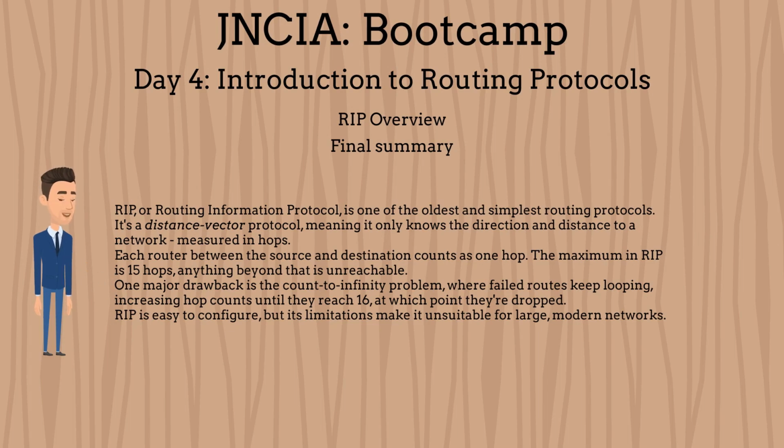RIP, or Routing Information Protocol, is one of the oldest and simplest routing protocols. It's a distance vector protocol, meaning it knows only the direction and distance to a network measured in hops, as we've seen. Each router between the source and destination counts as 1 hop. The maximum in RIP is 15 hops. Anything beyond that is unreachable. One major drawback is the count to infinity problem, where failed routes keep looping, increasing hop counts until they reach 16, at which point they're dropped. RIP is easy to configure, but its limitations make it unsuitable for large modern networks.